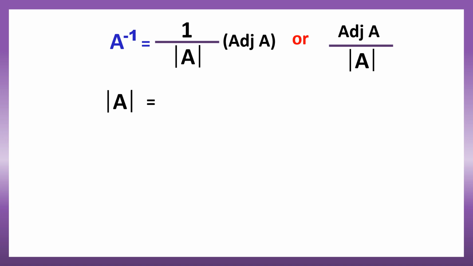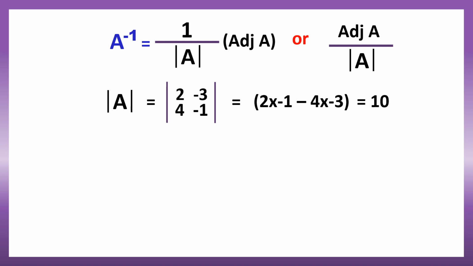So determinant of A is equal to determinant of 2, minus 3, 4, minus 1. That is equal to 2 into minus 1 minus 4 into minus 3. That is equal to 10. Now we have to find adj A. For finding adj A, we have to get all the cofactors, cofactors of all the elements in the matrix.